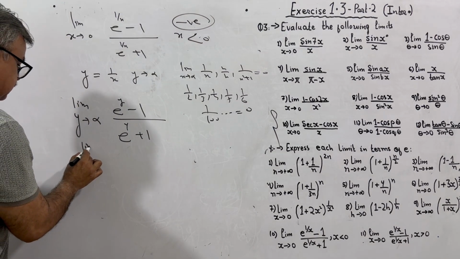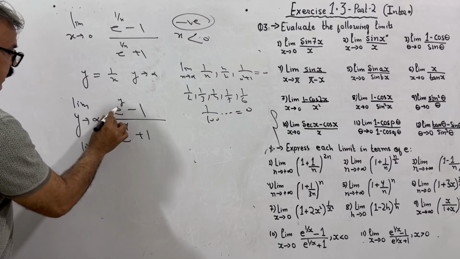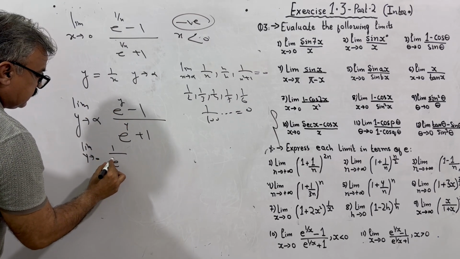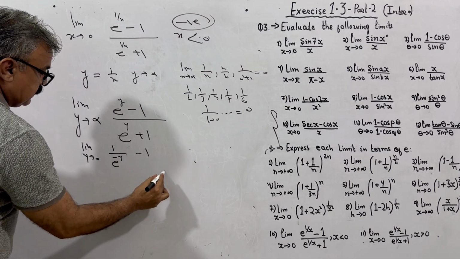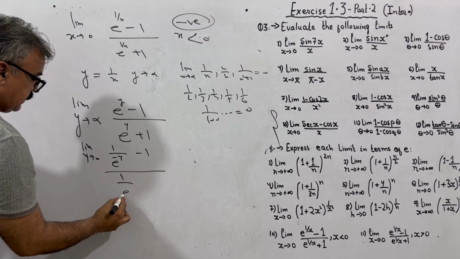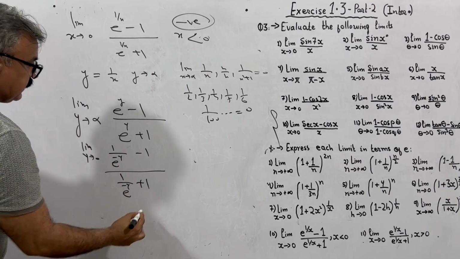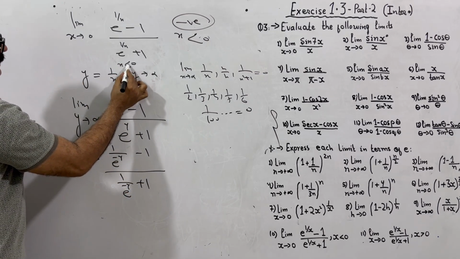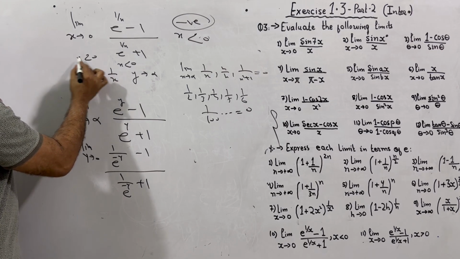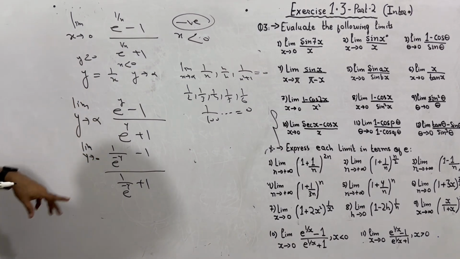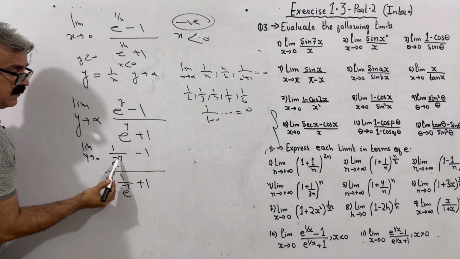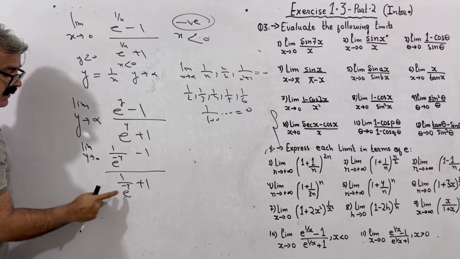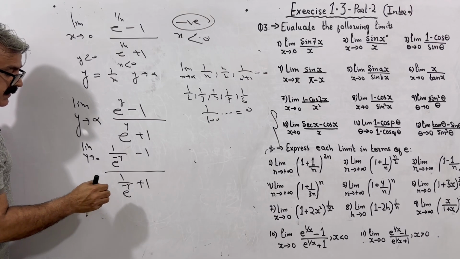So I can write this as limit y tends to 0. This can be written as 1 over e raised to negative y minus 1, overall 1 over e raised to negative y plus 1. Here we have supposed y is equal to 1 over x, and x is less than 0. So y is less than 0. As y is negative, in that case the denominator increases.